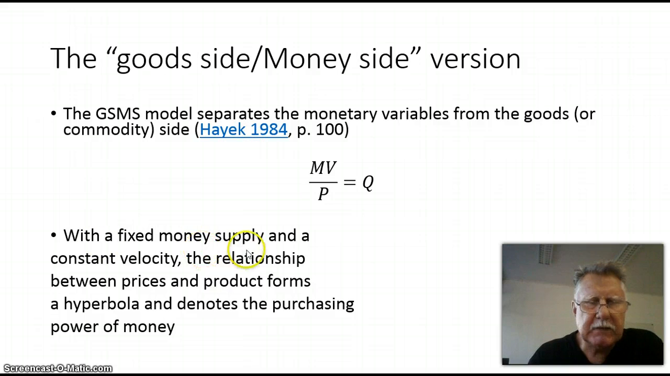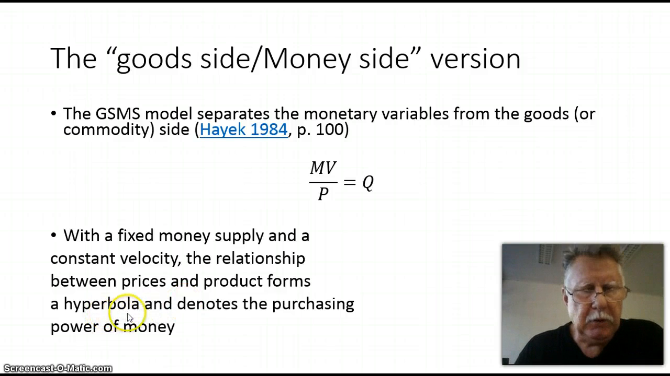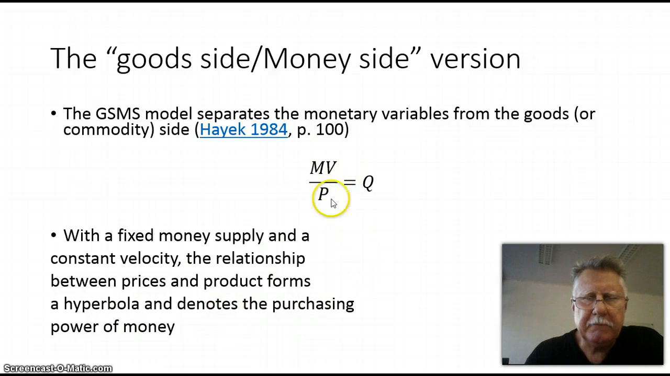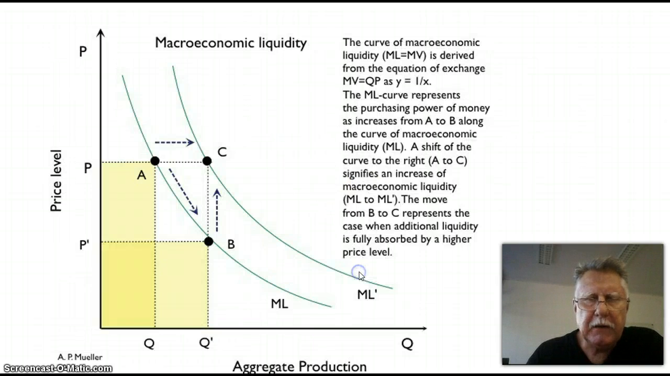And so with a fixed money supply and a constant velocity, the relationship between prices and products forms a hyperbola and denotes the purchasing power of money. And on the right side, we have the output. Here is the model of macroeconomic liquidity. I have to do it quickly to have only a short presentation, but just to say, here is an increase of the purchasing power of money as we move down the curve, which represents macroeconomic liquidity.